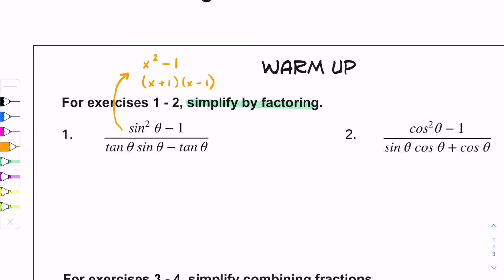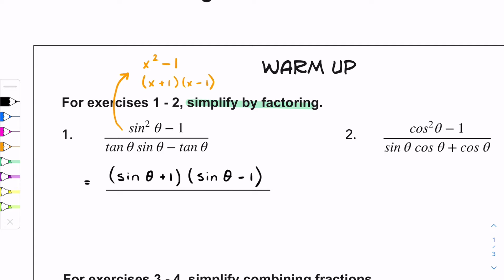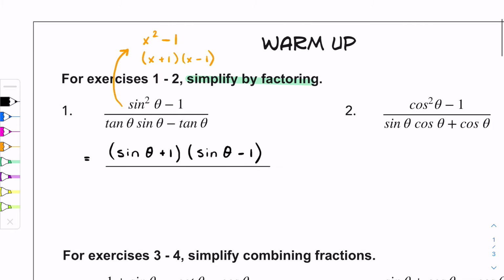So the same thing goes for the numerator of the actual fraction. We are going to factor this numerator to sine of theta plus 1 multiplied by sine of theta minus 1. For the denominator, you could convert this to variables. You could use, say, y for tangent and x for sine, and then hopefully you recognize that you have a GCF, or you can recognize that each factor already has a value of tangent, so we can use tangent as a GCF.